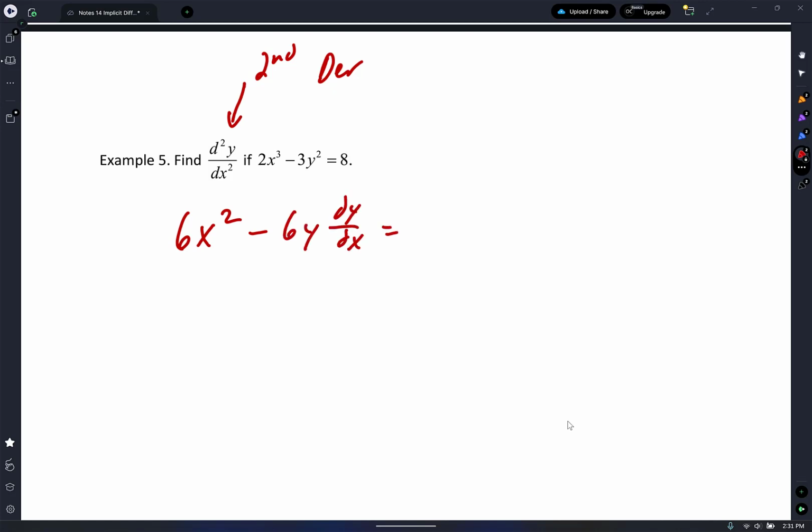Equals, what's the derivative of 8? 0. You're done. Well, you're not done with calculus completely because we're going to take another derivative in a little bit. We're done temporarily with calculus. Get dy dx by itself.